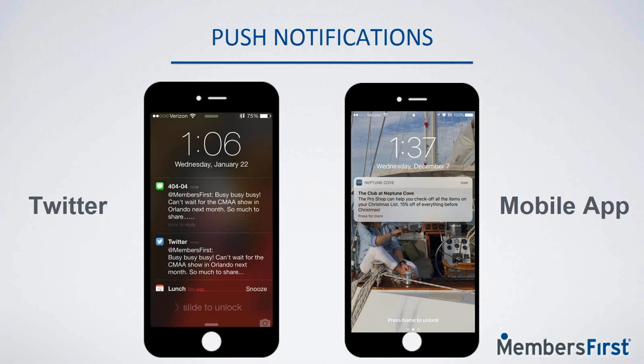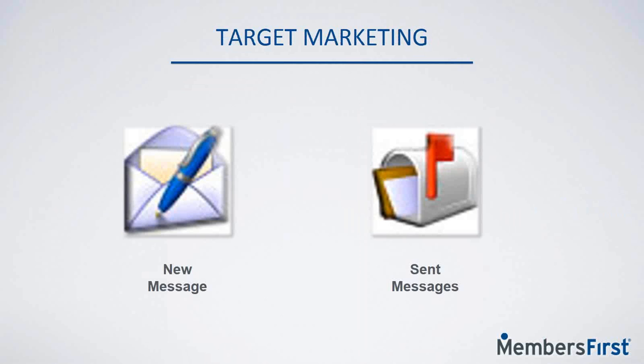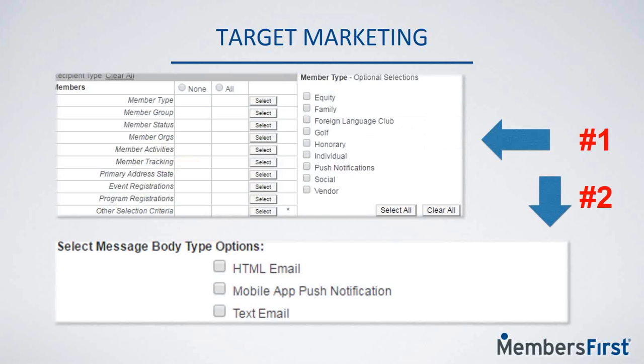You can also send to different membership categories. Those of you who are familiar with the MembersFirst email system, that is where you would send your push notifications from, and it's also where you would view any of the sent messages. Just like you do with email, we incorporated it directly into the email system for a couple reasons. One is to make it easy for you as administrators, but also to give you the same ability to send targeted communications.